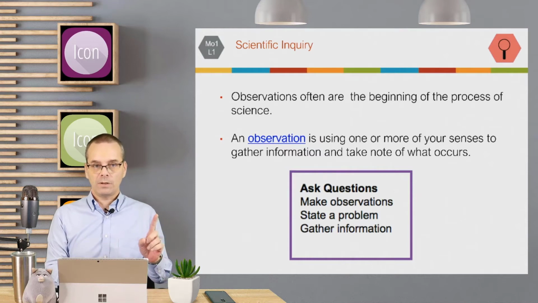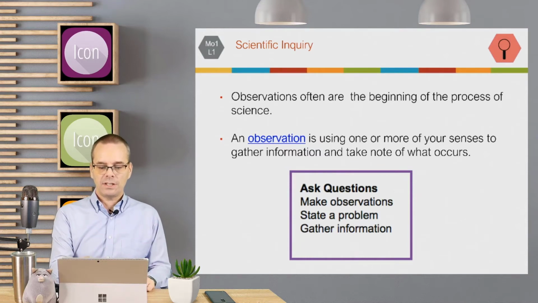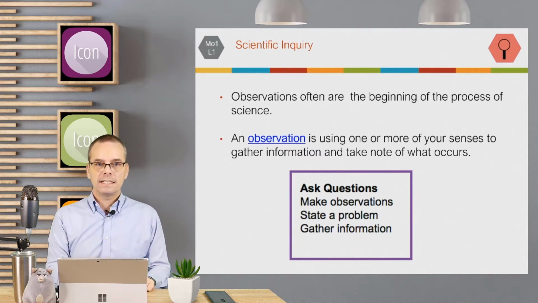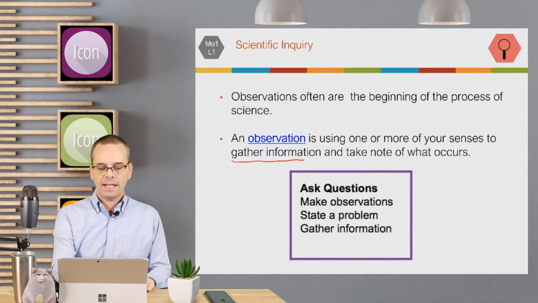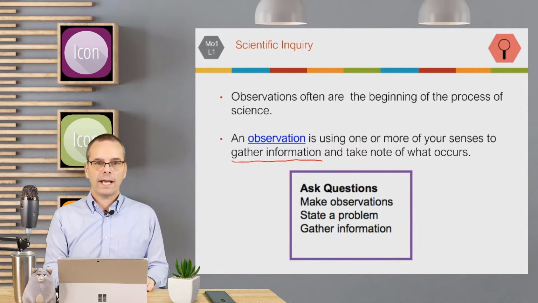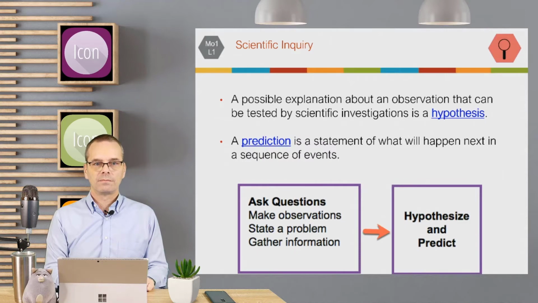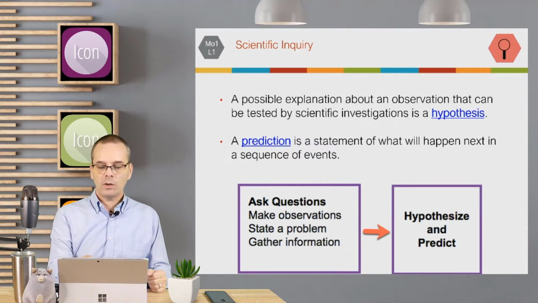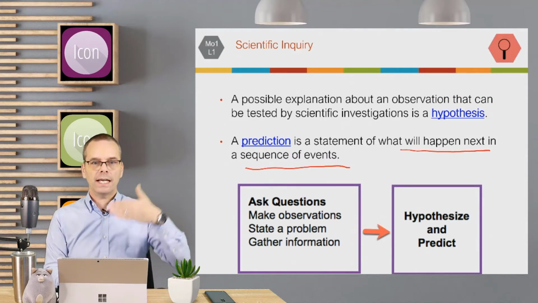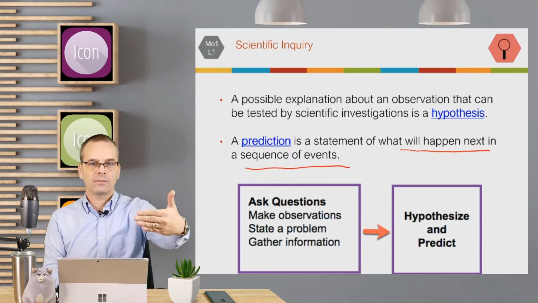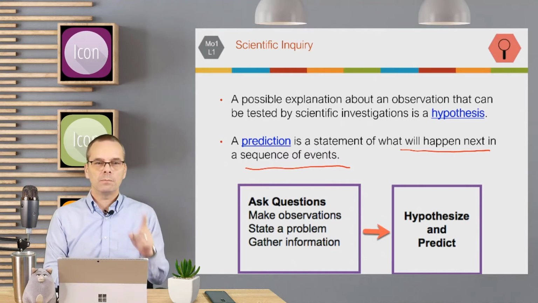So again, remember that an observation is using your senses to gather information and take notes of what happens. A prediction is a statement of what will happen next in a sequence of events. You are guessing as to what comes next. That is what a prediction is, but it's an educated guess. It's not just any guess.